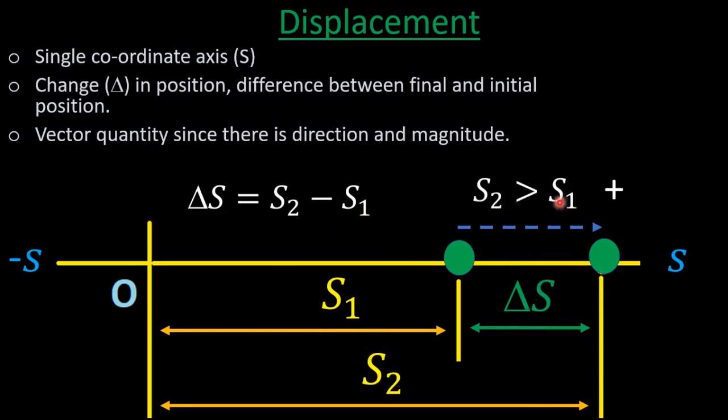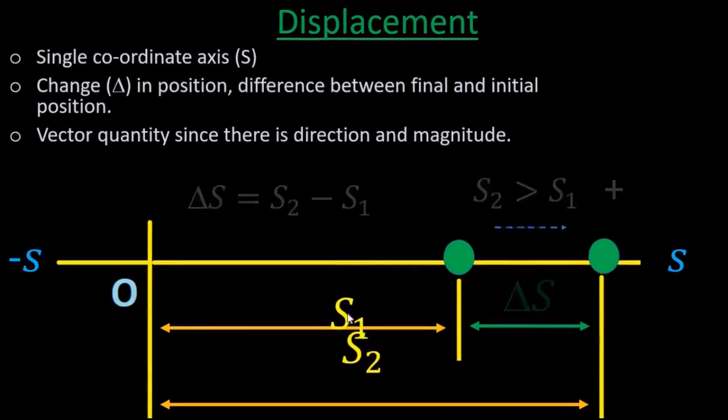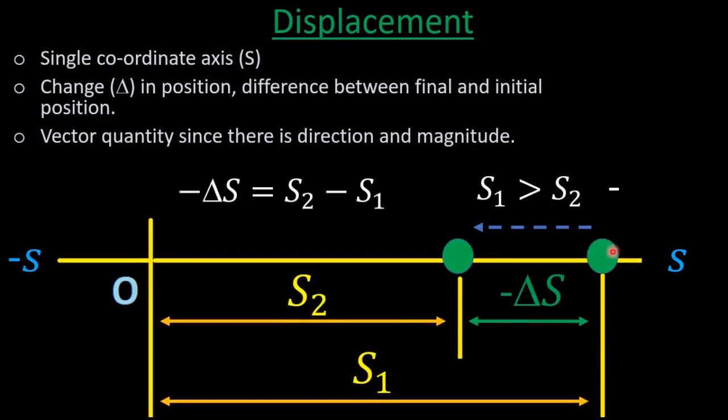So if S2 is greater than S1, that means the displacement will be positive. So we would get a positive value for that. If it was the other way around, so if the particle moved from this point to that point, so now we're saying this is the initial position there, S1, and this is the final position there, S2. Because S1 now is greater than S2, we would actually end up getting negative delta S. It's important to know from that displacement is a vector quantity since there's direction and magnitude. So the direction would just be either positive or negative, and the magnitude would be how much that change in position is.